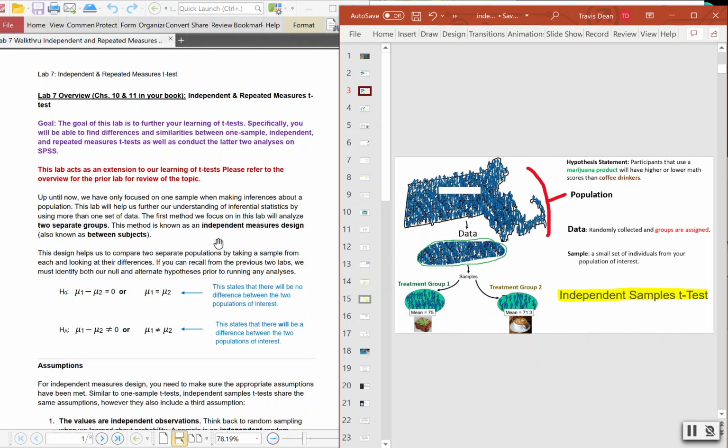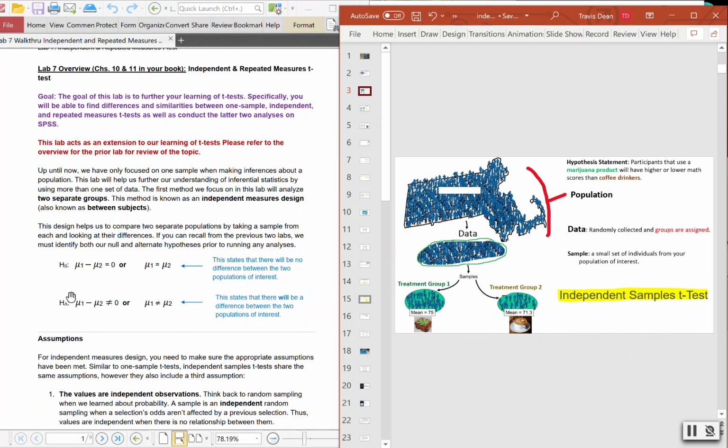So let's look at this right here. Our null and alternative hypotheses are going to be written slightly differently. So we're using mu here, as you see, and it's mu base 1 and mu base 2 equals 0. Let's say we have these two groups. We have the marijuana user group, and we have the caffeine drinker or coffee drinker group. That would be group 1, and this is going to be group 2. And so you can write it, I'm sorry, this is going to be marijuana group, and you can write this as coffee group.